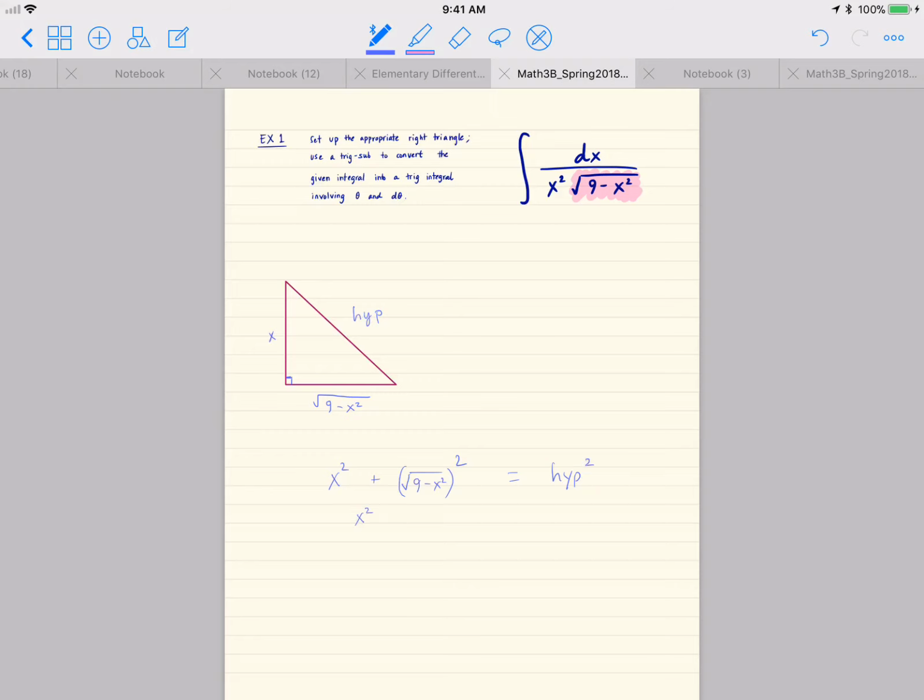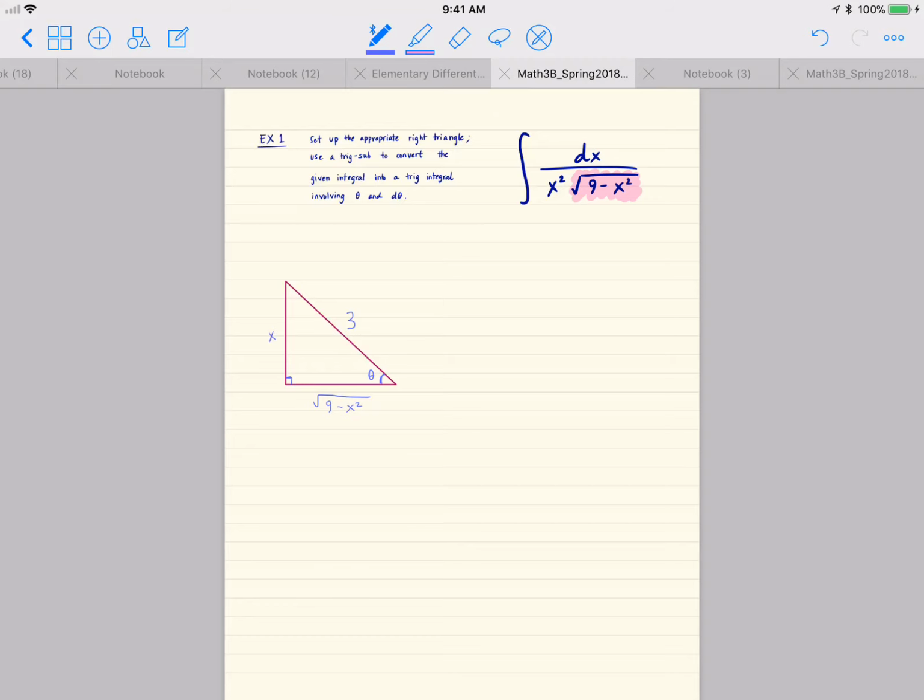So then if we simplify, we'll have x squared plus 9 minus x squared equals hypotenuse squared. The x squared and the negative x squared will cancel each other out. I'll have 9 equals hypotenuse squared. So it'd be good for me to set my hypotenuse equal to 3. The length of this is actually 3. Now I have my triangle set up. This is the triangle that I'm going to use. And once I put my angle in, so I can put my theta here, I'm ready to go.